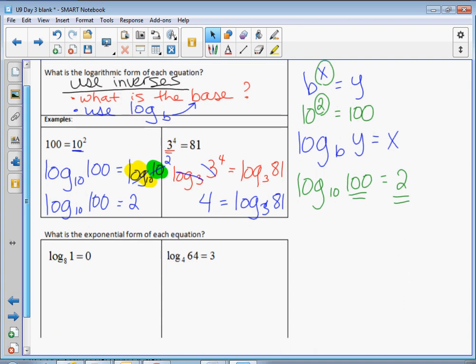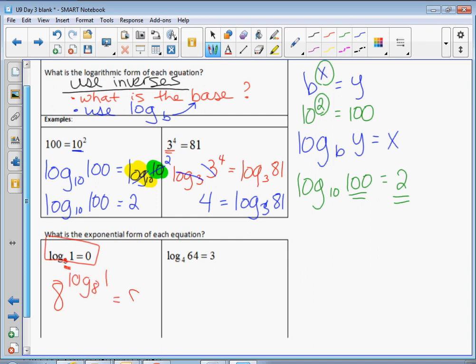Now let's work the other way. If we have log base 8 of 1 equals 0, I can take the base and use that as the base on each side. And then what we started with will become our exponents. So 8 raised to the log base 8 of 1 will equal 8 raised to the 0 power.